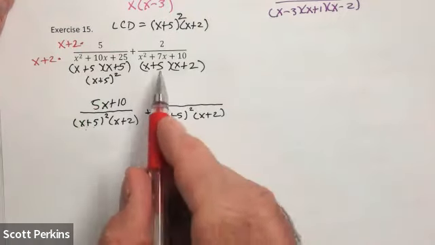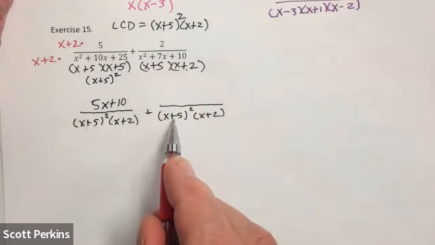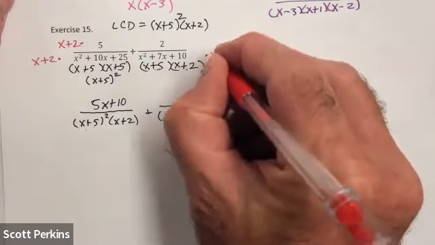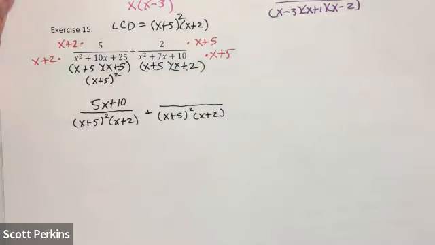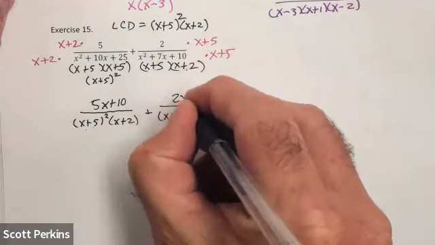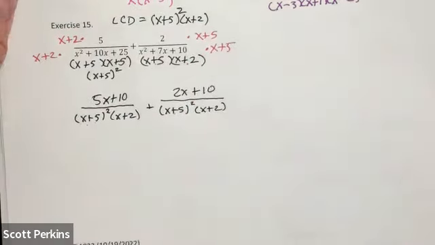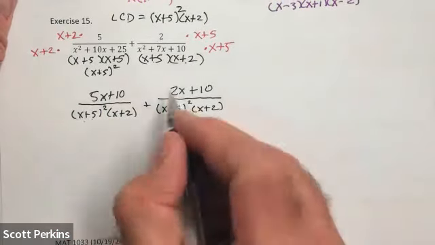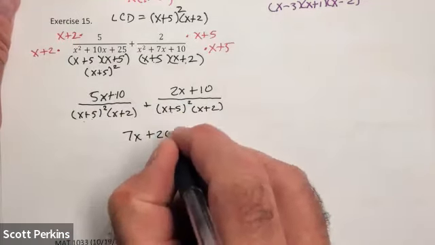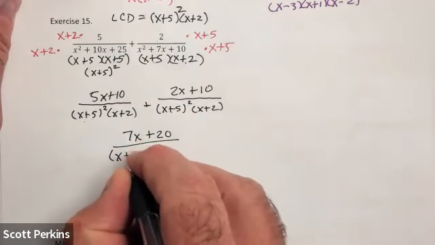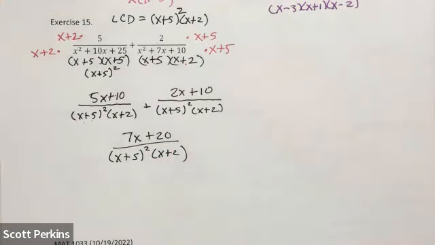And so what that makes my first numerator is 5x plus 10. The second denominator has one of the x plus 5s and the x plus 2, but my common denominator needs to have two x plus 5s, so I have to multiply that one by x plus 5. And so now 2 times x is 2x, 2 times 5 is 10, and we're just about done at long last. 5x plus 2x is 7x, 10 and 10 is 20, all over my common denominator. And there you have it.